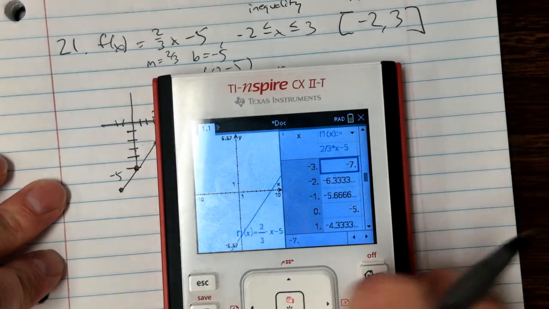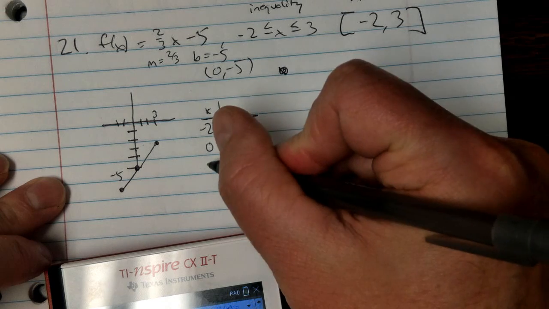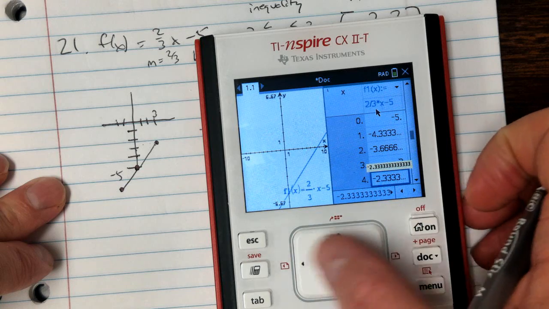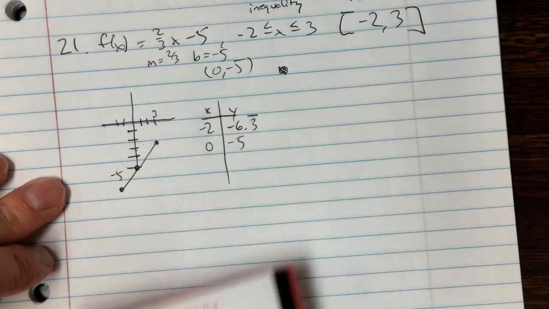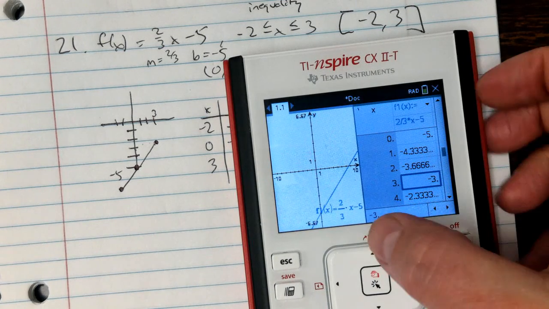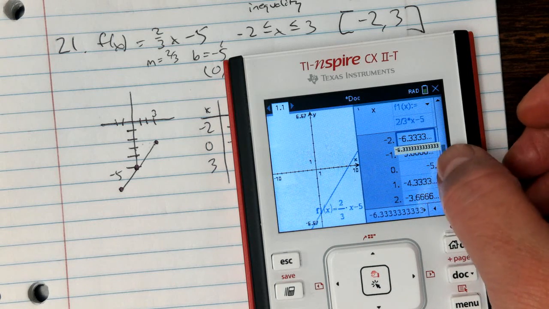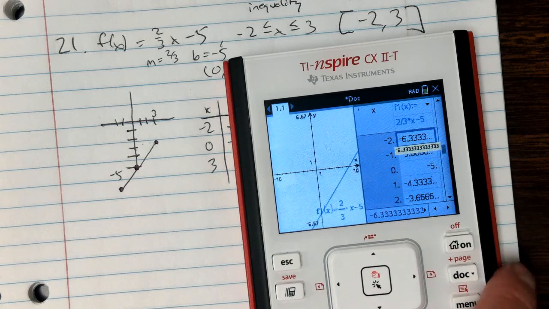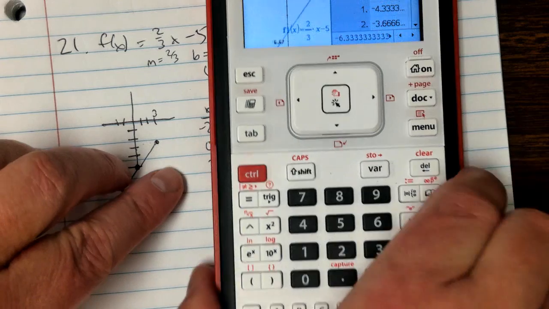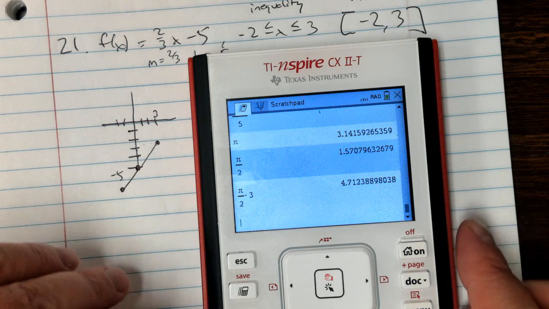Let's see. Are there any good points? 0, -5. And 3, -3. By the way, just as a reminder, if you go to something like that, which we know has infinite decimal places, you can do Control-C to copy it, like you do in computer applications, and then Control-V to paste it.